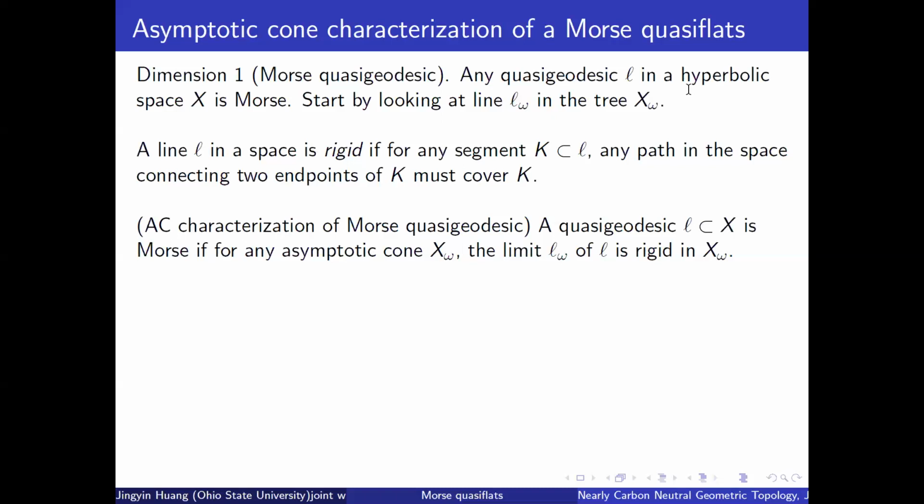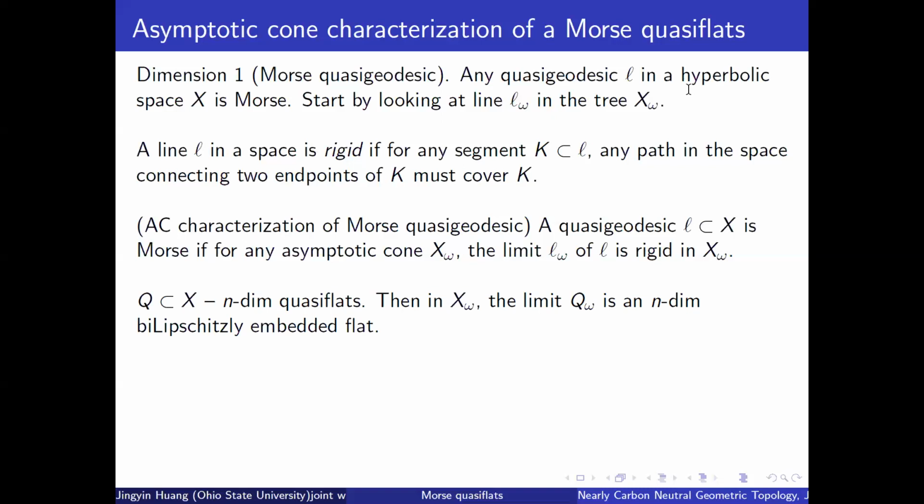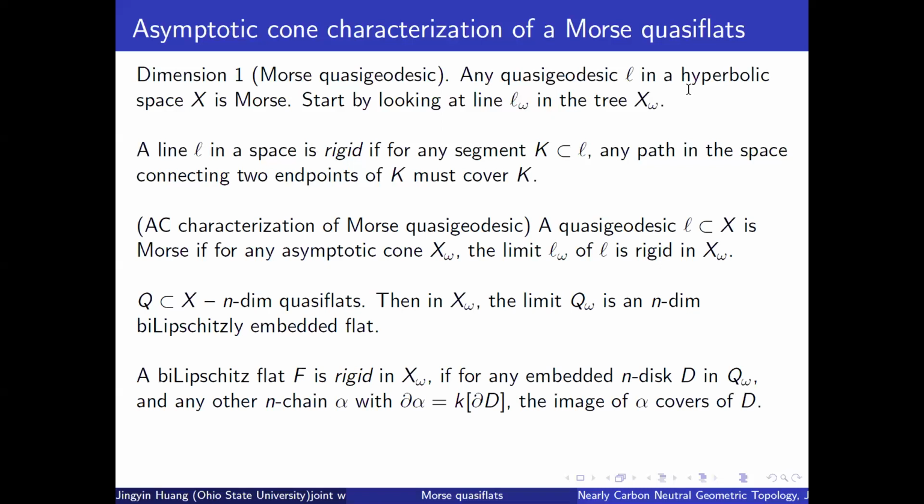So now let's try to look at the higher dimensional generalization of this. First, we need to define what it means for bi-Lipschitz embedded flats to be rigid. Let's take an n-dimensional quasiflat and pass to the asymptotic cone. Let's zoom out and take a limit. As you zoom out and take a limit, the additive constant of the quasiflat goes to 0. So in the end, the limit is going to be an n-dimensional bi-Lipschitz embedded flat. And then we define what it means for this bi-Lipschitz embedded flat to be rigid. We do it little by little. In the dimension 1 case, we have this segment K inside L. Now I'm going to replace it by an embedded disk inside this bi-Lipschitz flat.